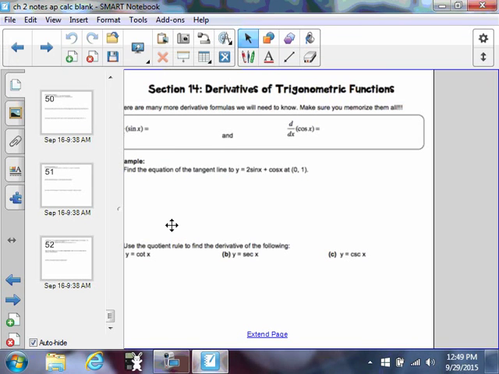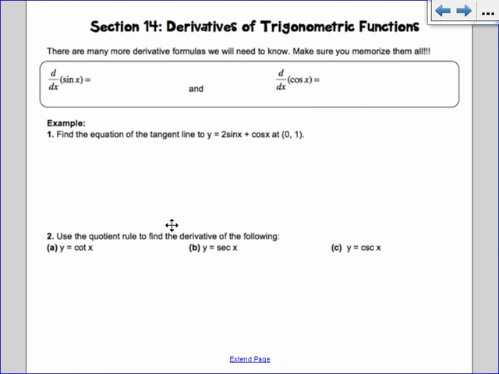Okay, so section 14 is on the derivatives of trig functions. We've already learned the derivative of sine and cosine. The derivative of sine is going to be cosine, and the derivative of cosine is going to be negative sine.